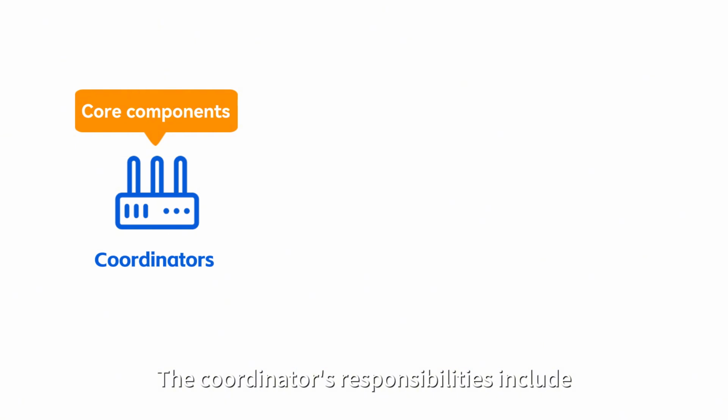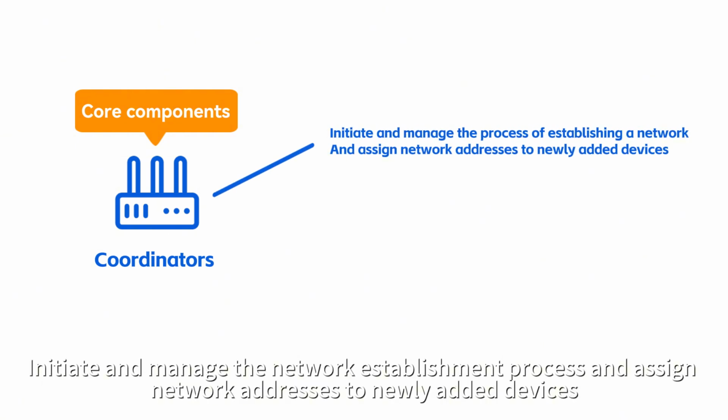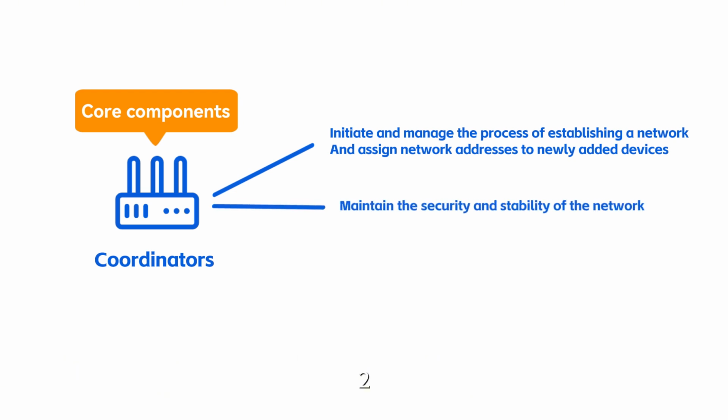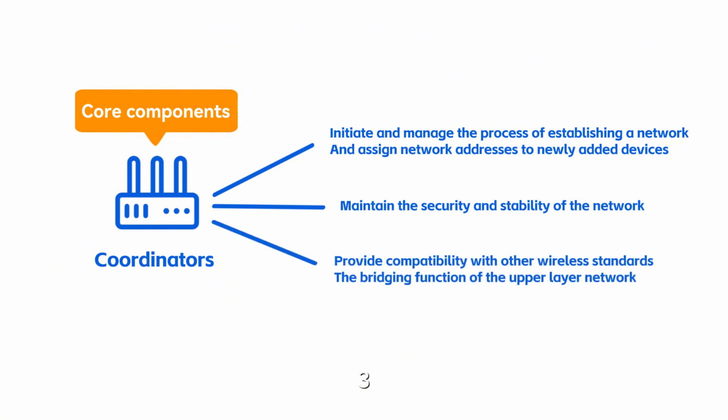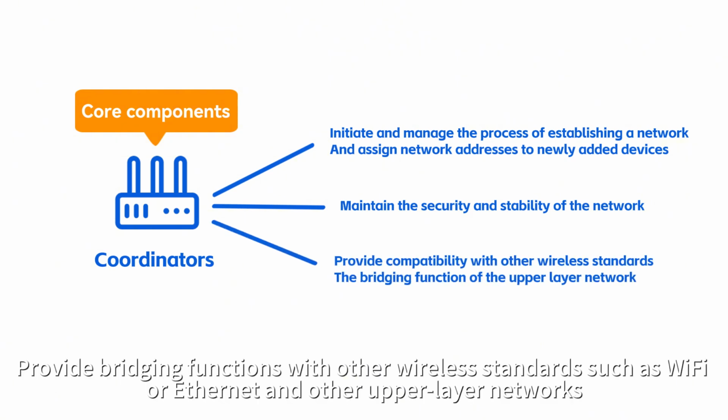The coordinator's responsibilities include: 1. Initiate and manage the network establishment process and assign network addresses to newly added devices. 2. Maintain the security and stability of the network. 3. Provide bridging functions with other wireless standards such as Wi-Fi or Ethernet and other upper-layer networks.